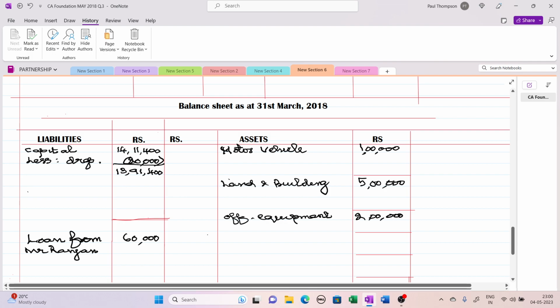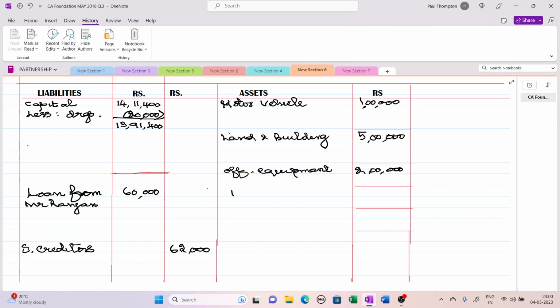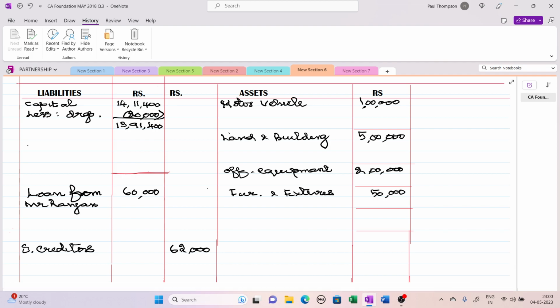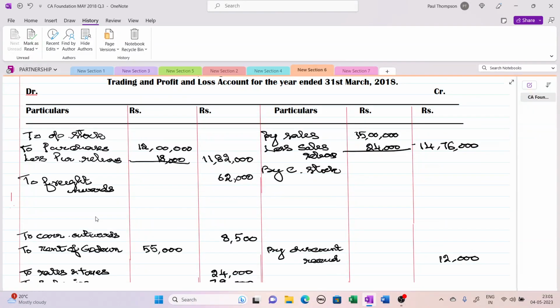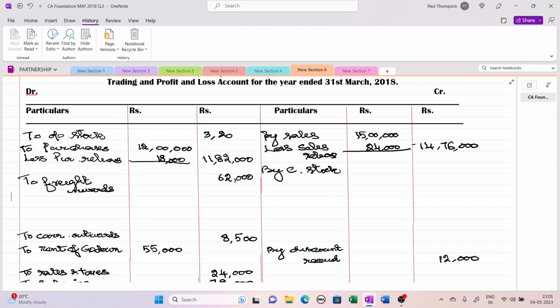Next item is furniture and fixtures. It is 50,000. There is a depreciation for this also, so I am leaving a space. Then comes your stock on 31/3/2017. This is our opening stock, so we have to write it here in the outer column. 3,20,000.